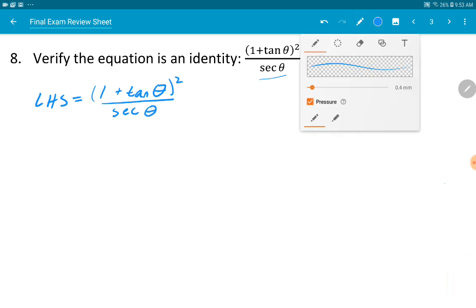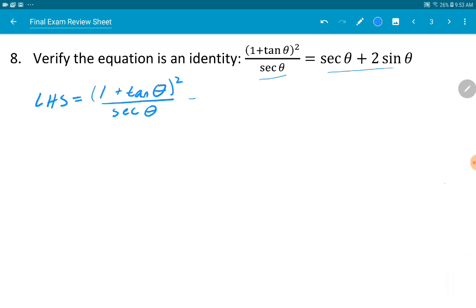I'm going to make my pen a little smaller here. The first thing I really want to do is get inside those parentheses so I can do something. So I'm going to expand that binomial. So that's 1 plus tan theta squared. That's a perfect square trinomial, so that's first term squared, last term squared at the end, and then the middle term is going to be 2 times the first and last term.